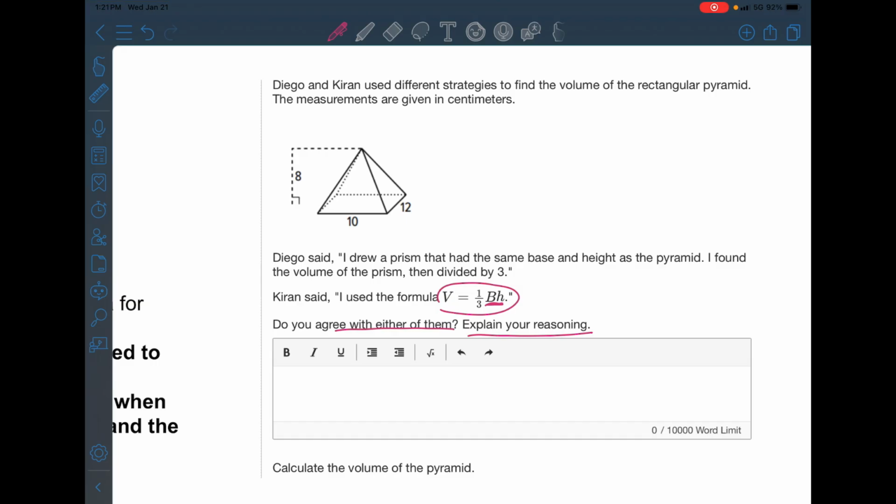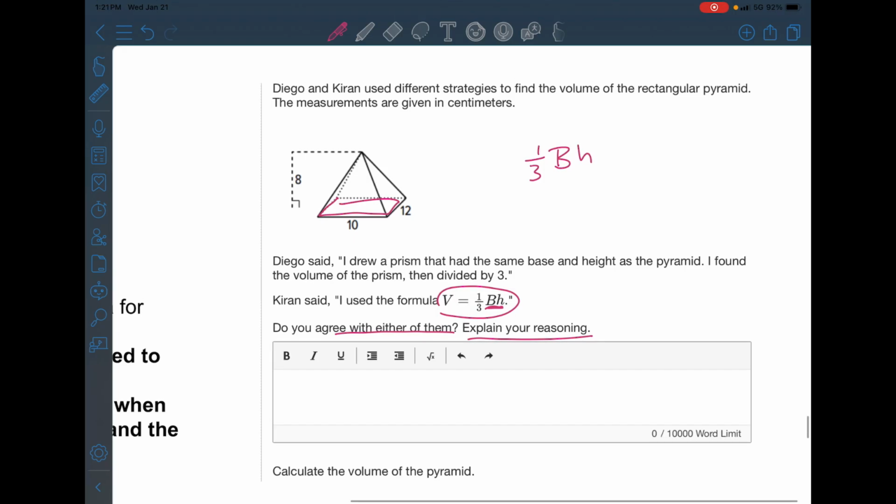So we're going to do 1/3 capital B times height. This is your rectangle base. So capital B, the area of the base, is length times width. Then we're going to multiply it by the height and divide it by 3. So we're going to get 10 times 12 times 8. Get out your calculator, do 10 times 12 times 8, and divide that by 3, and you get 320.